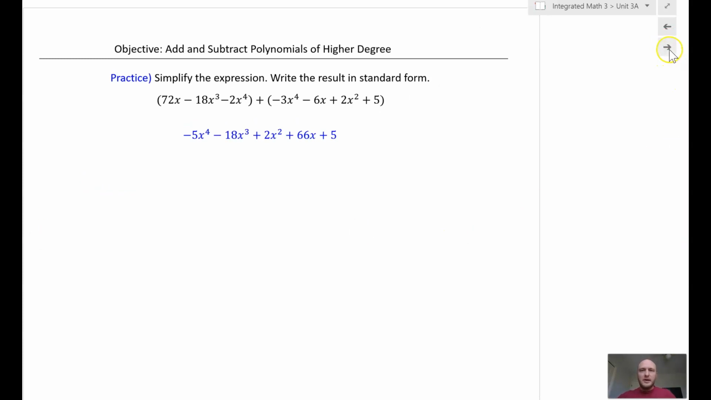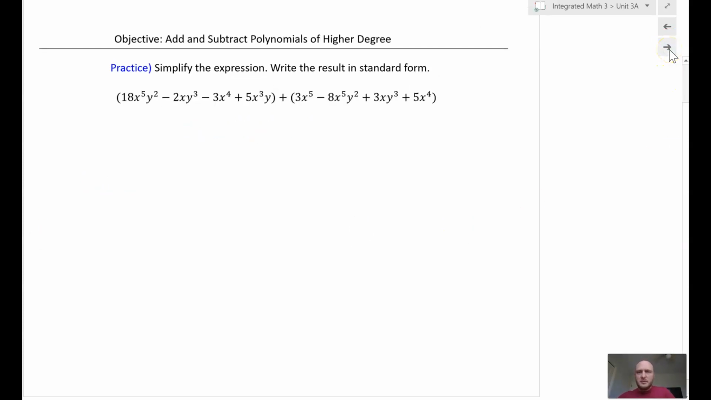Okay, and here is another practice problem. Please pause the video, go ahead and try this one. And really the tricky part is going to be standard form. Okay, hopefully you paused it. Here is the answer. Okay, and just to point out again, your x to the 5th term, right, comes before your x to the 5th with the y squared, okay? Then I have my x to the 4th, x to the 3rds, and x to the 1st.